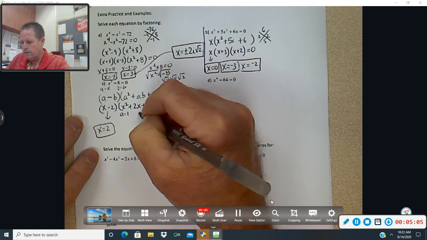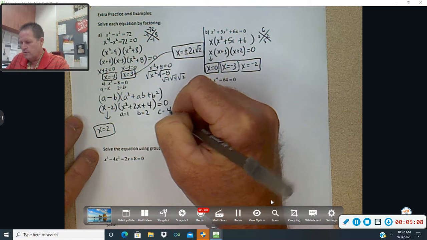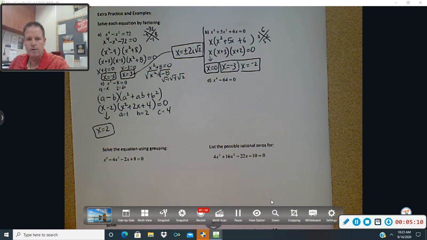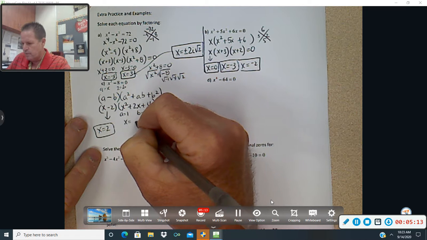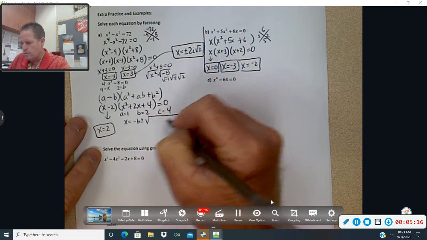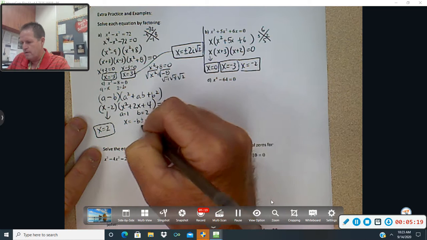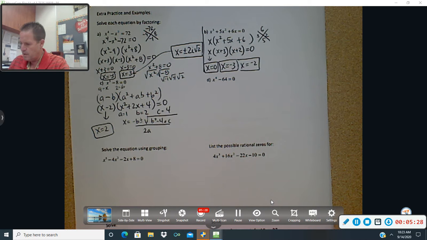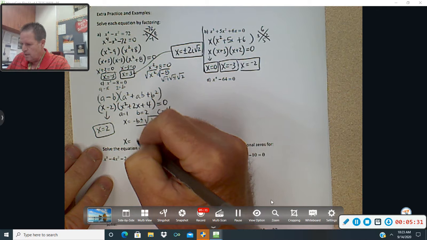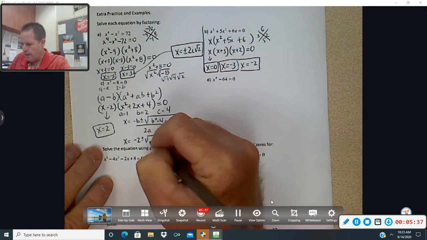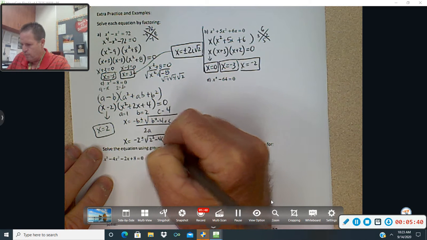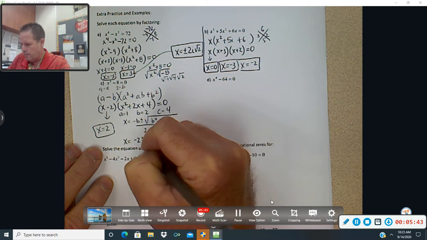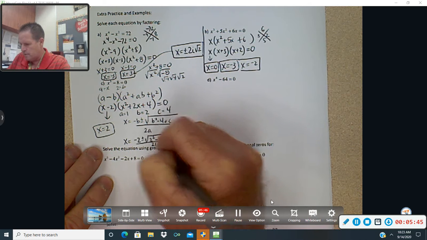So your A is 1, your B is 2, your C is 4. I'm going to plug into the quadratic formula to do that. So here we go. X equals negative B plus or minus the square root of B squared minus 4AC, all over 2A. Okay, I'm worried I'm going to run out of room here to do this. All right, but let's see what we get here. So we're going to have x equals negative 2, because B is 2, plus or minus the square root of 2 squared minus 4 times A is 1 and C is 4, all divided by 2 times A, 2 times 1.